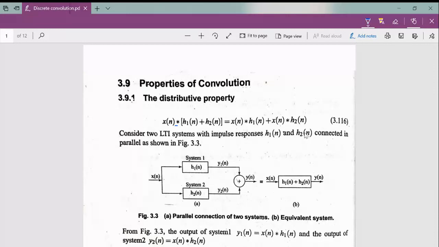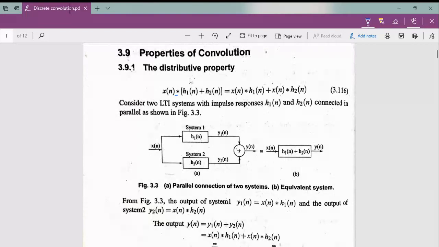Till now we discussed functions in terms of t, that is continuous time. Here we are describing discrete convolution, so the variable will be n.